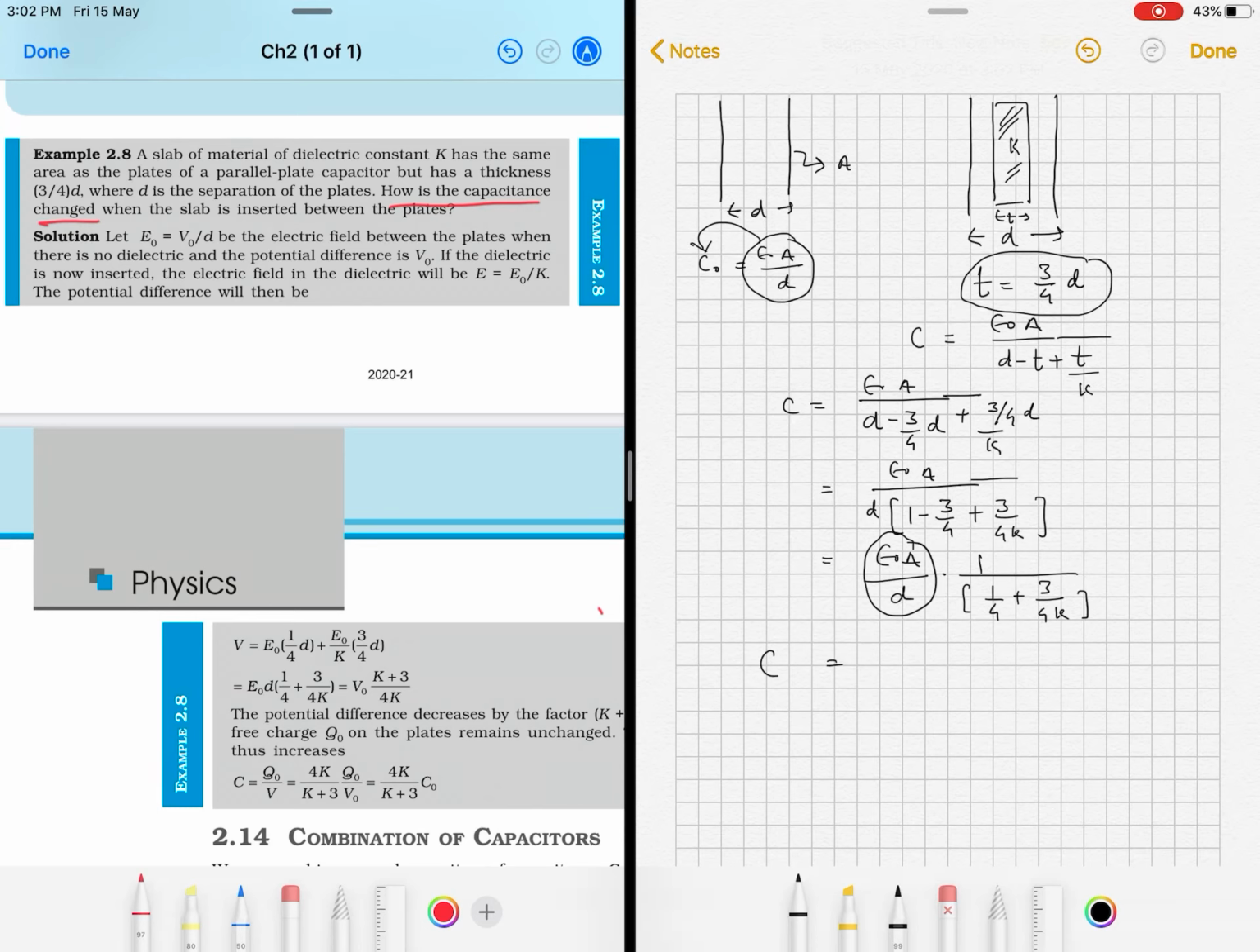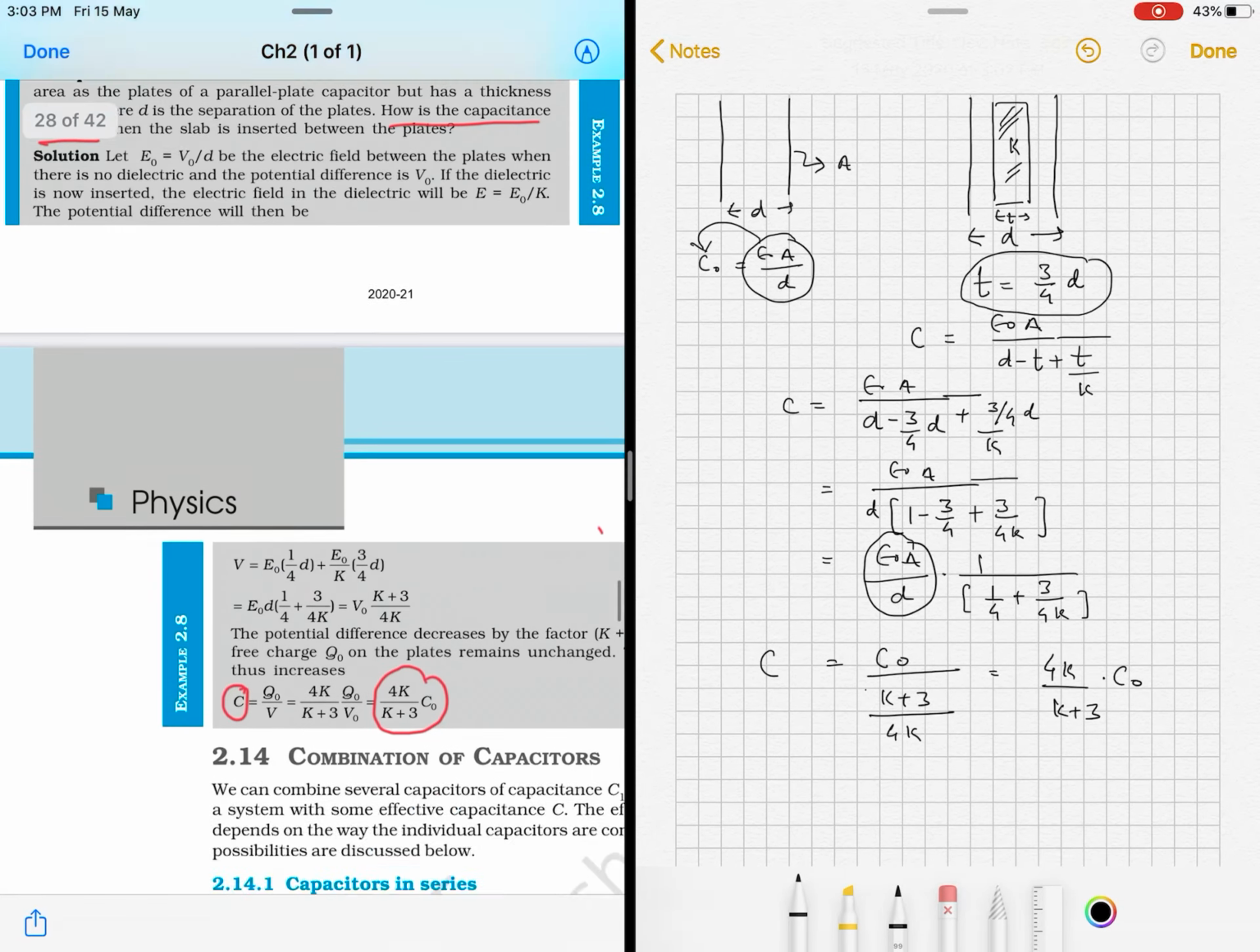So C equals C naught upon, now taking LCM 4K, K plus 3. So it is equal to 4K upon K plus 3 into C naught. This is the answer, 4K upon K plus 3 into C naught, that is the new capacitance. So in this way we can solve this problem. Now come to the next example.